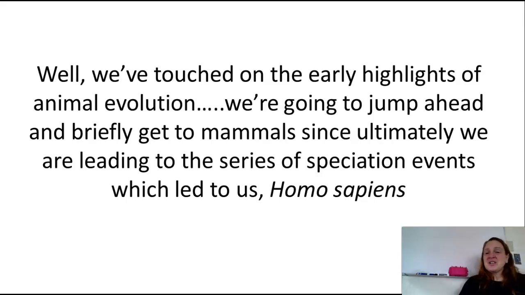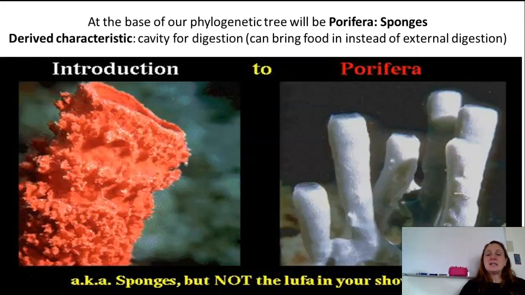Now, we're touching just briefly on the highlights of animal evolution, and we want to build up to humans and where did humans come from. That's why we're getting this background information. Now, for each of these different groups within the animal kingdom, I want you to focus in on the derived characteristics and then all of those ancestral characteristics.